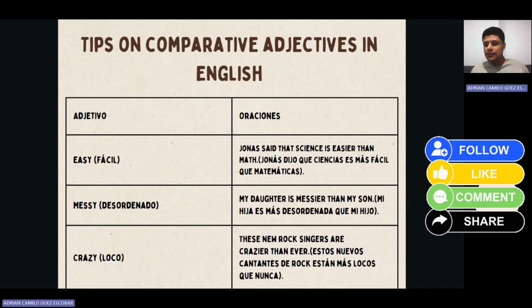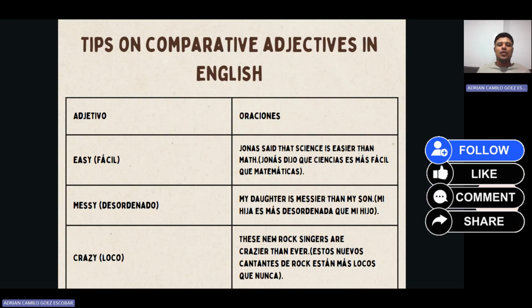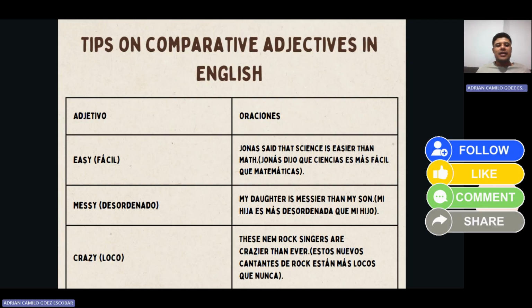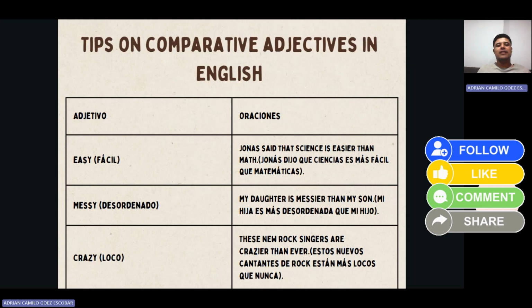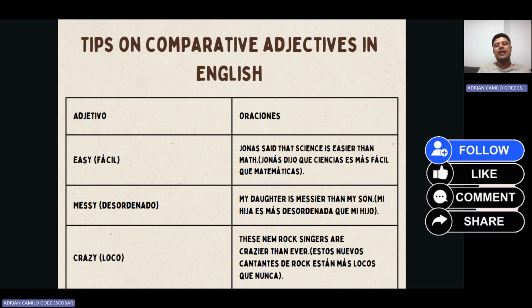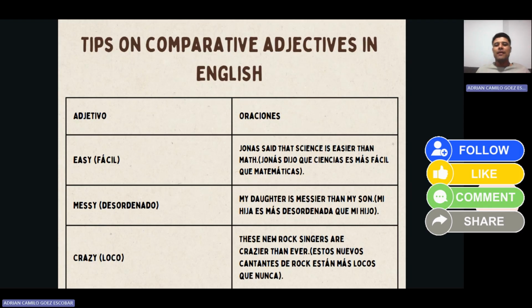Tips on comparative adjectives in English. I'm going to give some tips for using comparative adjectives correctly in English, so you can remember them and avoid mistakes. This is the most common mistake, so it's important to remember: never use the word "more" and the suffix "er" with the same adjective, when comparing two elements, subject A and subject B. If the adjective has the pattern consonant, vowel, consonant, you have to double the last consonant before adding "er".